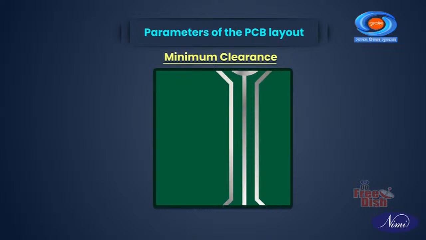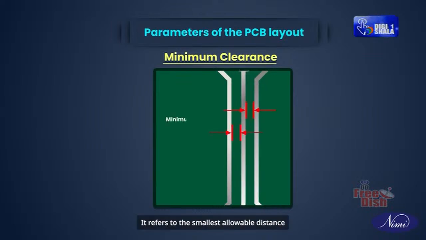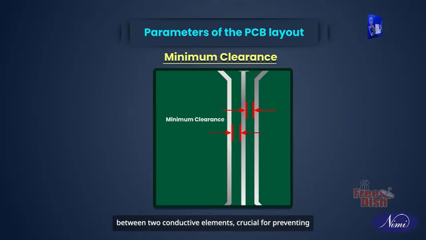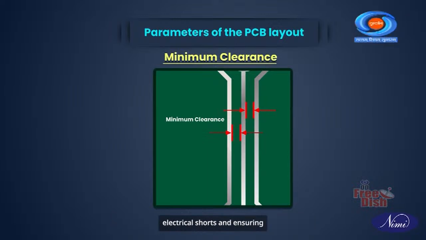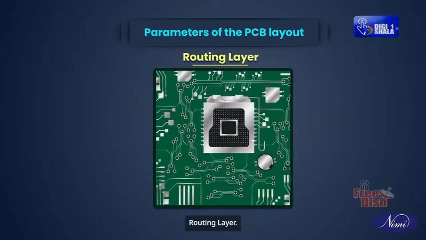Minimum clearance. It refers to the smallest allowable distance between two conductive elements, crucial for preventing electrical shorts and ensuring signal integrity and reliability.